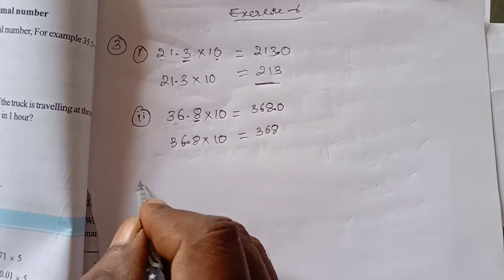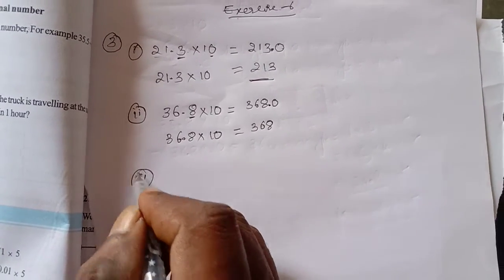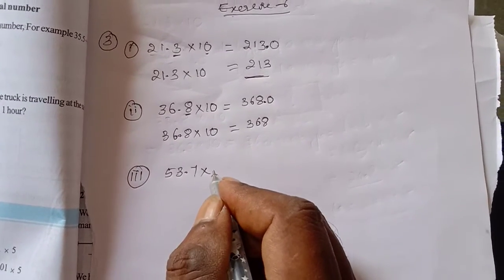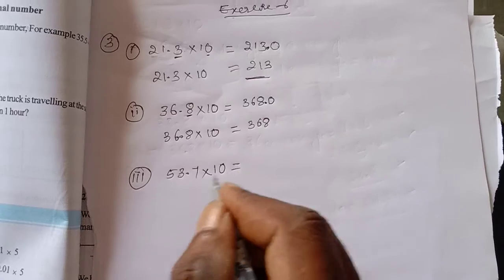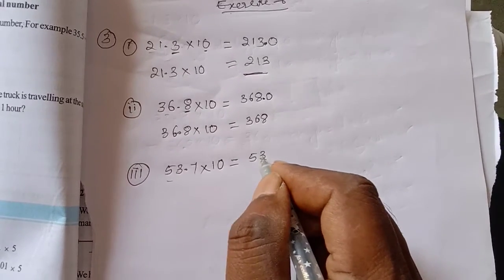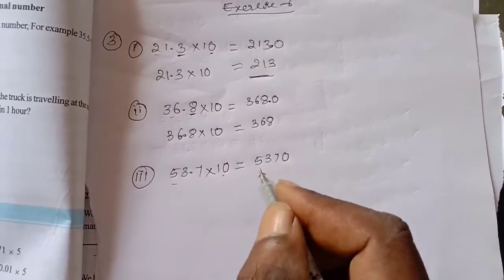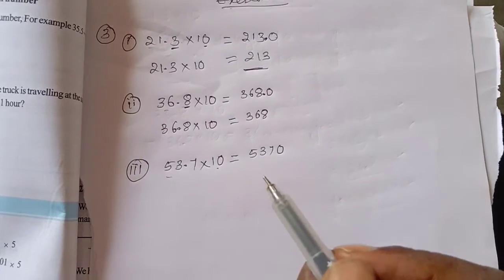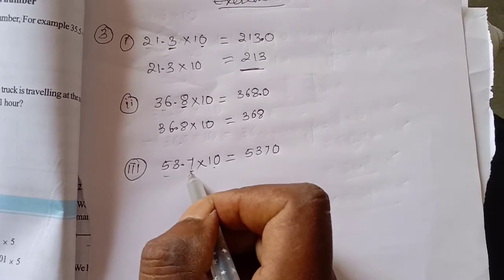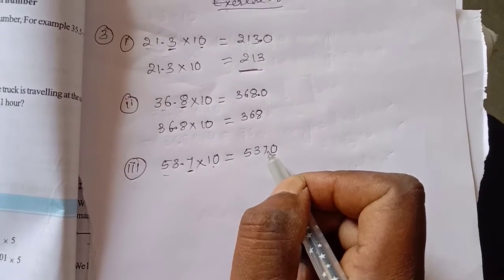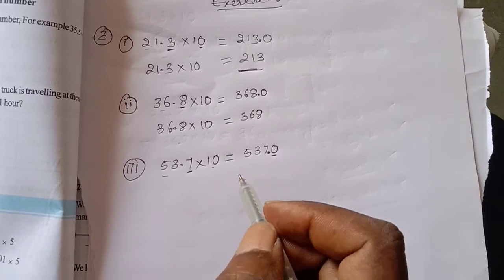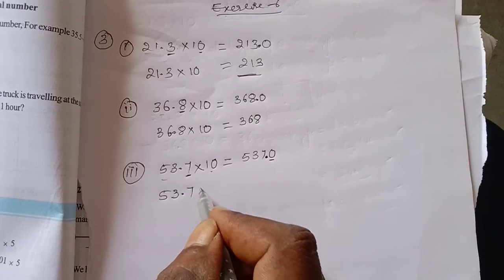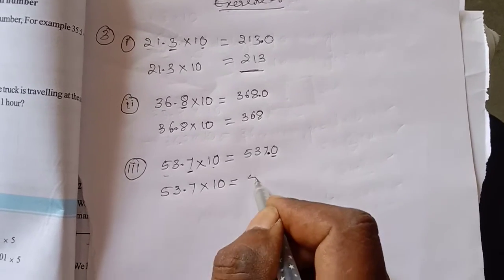The third one, 53.7 into 10. So I said you can write the number as usual, take 0 from here. So we get 5370 as the product if there is no point. Now you count the digits in the decimal part, one. Then you take one digit after the point. 537.0 we get. So 53.7 into 10 is equal to 537.